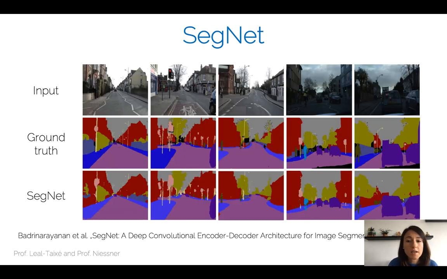Now, SegNet gives actually pretty good results. So you can see here on the first row the input image, the second row is the ground truth, and the third row is the SegNet output. So of course there are details that are lost even with the skip connections, like for example, traffic signs here and here are not well defined as they are in the ground truth. But overall, the classes are quite correct and the details are quite nicely preserved.